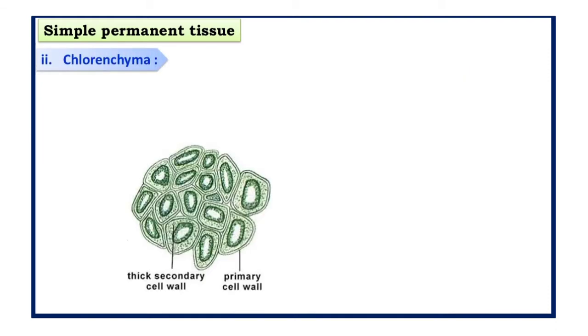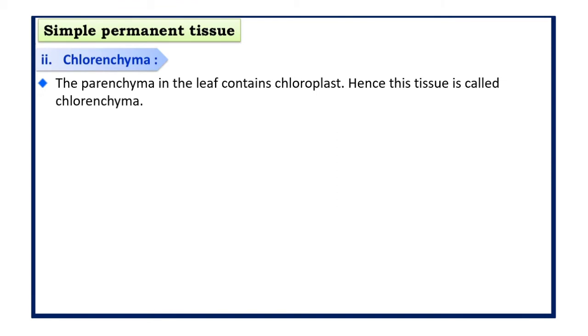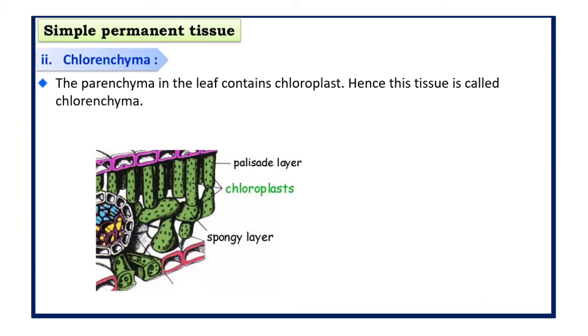Now we studied the parenchyma cells, the tissues that have large spaces between them. They provide support to the plant and they store food for the plant, whereas in some situations these parenchyma in the leaf can contain chloroplast. Hence this tissue is called chlorenchyma. Chloroplast is present, so the name changes to chlorenchyma.